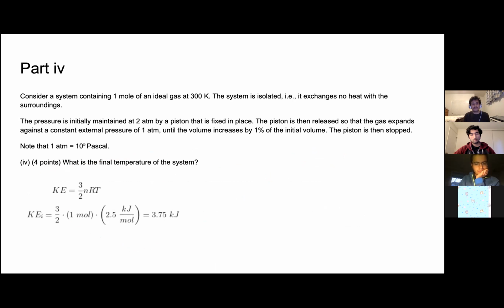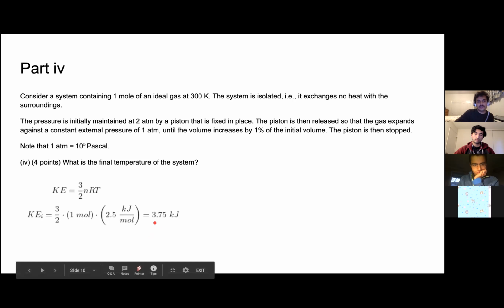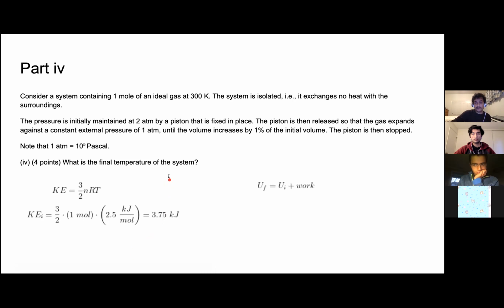And we can actually solve for the initial kinetic energy first by just plugging in what values are given to us. We find initial kinetic energy is 3.75 kilojoules. Cool. Now we can look at how work affects this initial kinetic energy. Overall, you would usually have some sort of conservation of energy, right? Except unless there's some external work being applied, in this case.